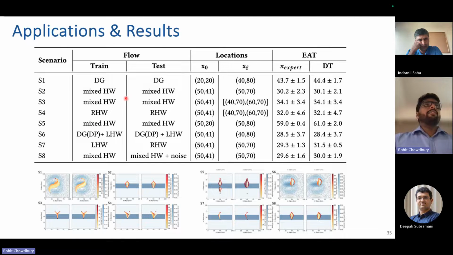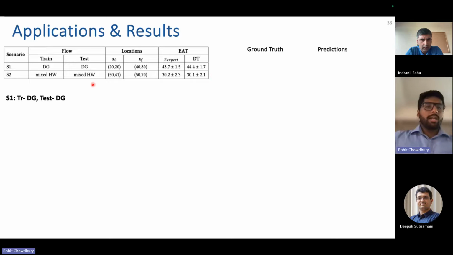So what we've done is that we've trained on some kind of flow, and we've tested on a similar or a different kind of flow. And we've compared the performance in terms of the expected arrival times, that is how much time it takes for the agent to reach the target. And we've compared our model, the decision transformer based model, to the expert trajectories that are coming from these solvers. So let's see some scenarios.